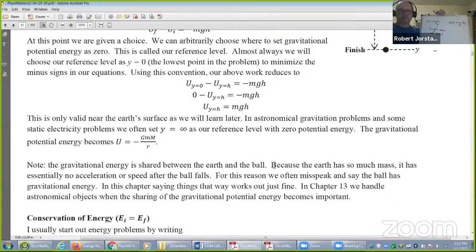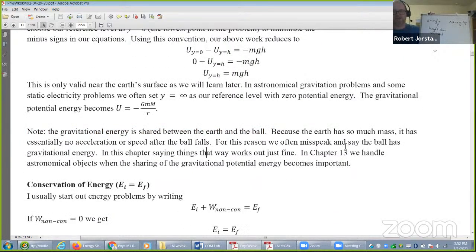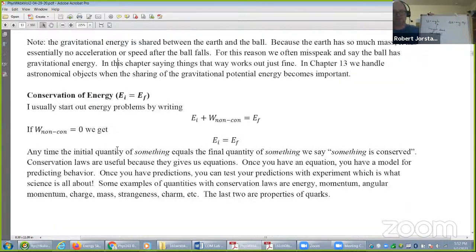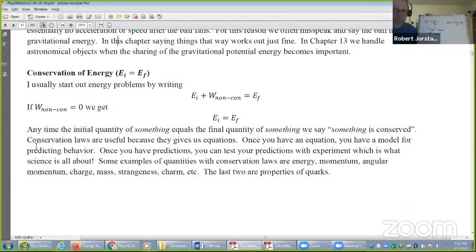What I'm trying to tell you right now is the ball does not have potential energy. The ball shares potential energy between it and the Earth, itself and the Earth. However, who cares? All right. So we're going to misspeak and deliberately say the ball has gravitational energy all the time. Just being clear, that's not strictly speaking true. Chapter 14 will address that.